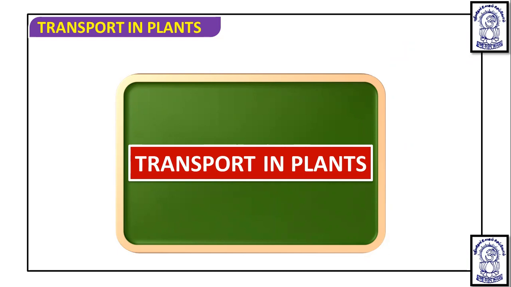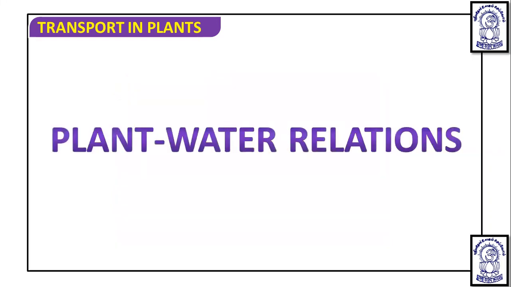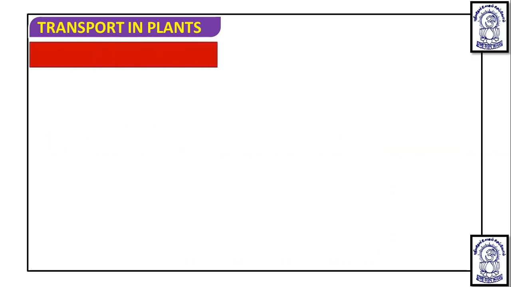In today's lecture, we are going to deal mainly with short distance transport and its mechanism, and how the plant shows a relation with water. So we are going to discuss plant water relations. When we talk about plants and water, we know that the plant is mainly made up of water. It has a very large amount of water, and in different plants, the content of this water is variable.